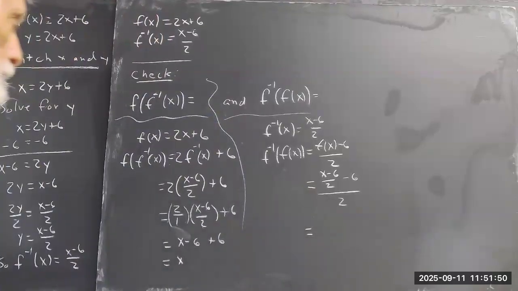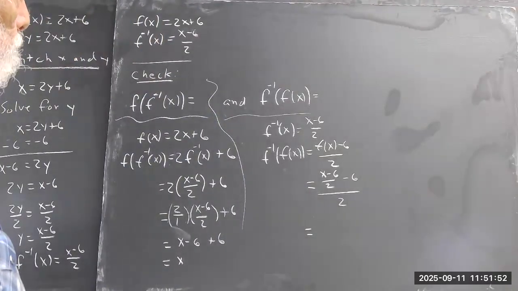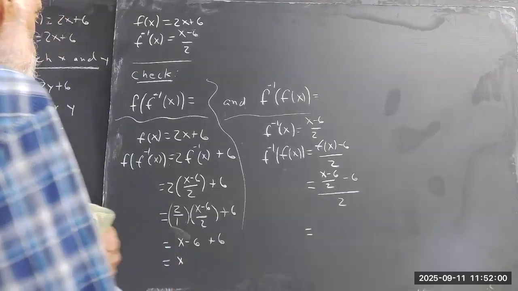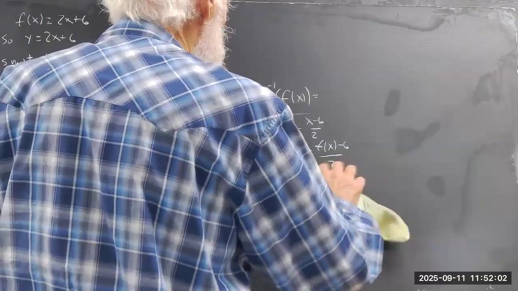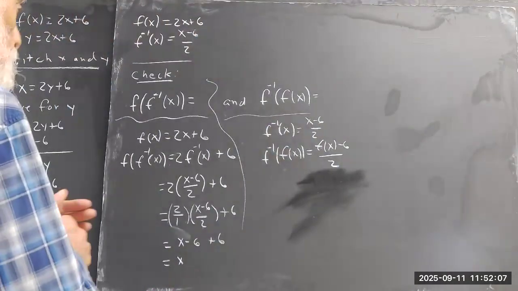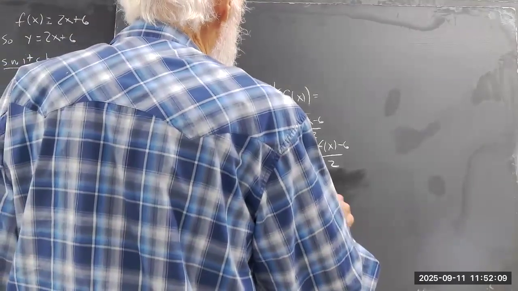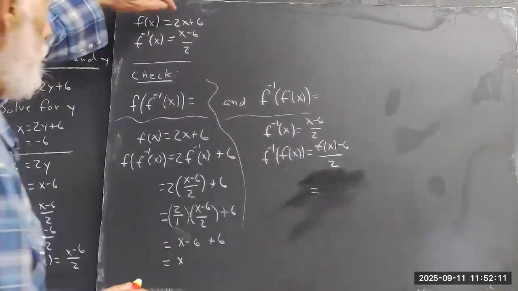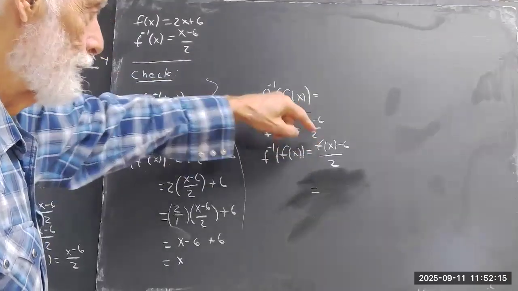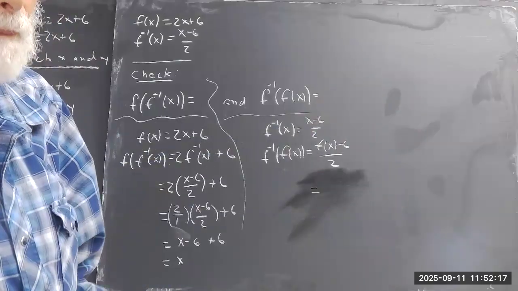And something's wrong there. It doesn't look like it's going to work out. It actually wasn't going to work out because I didn't replace f of x by the formula for f of x. I used the formula for f inverse of x again, and that was just a bonehead error.